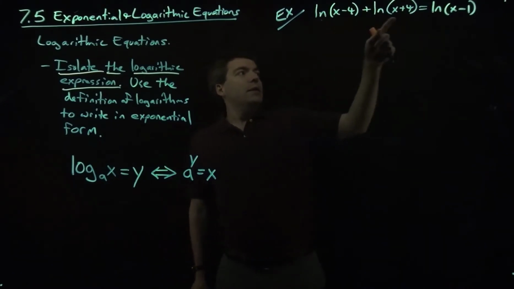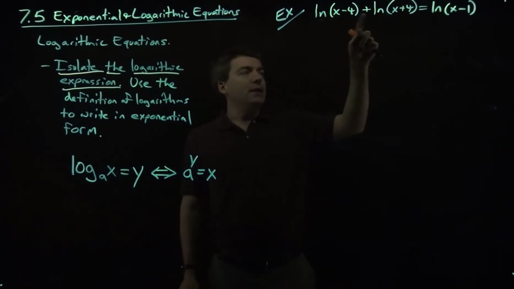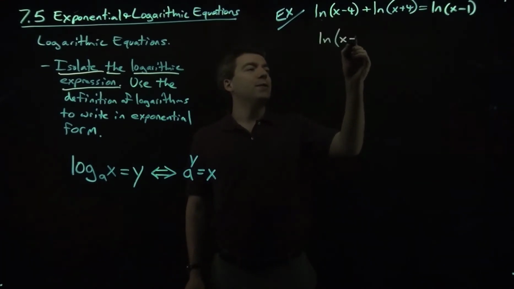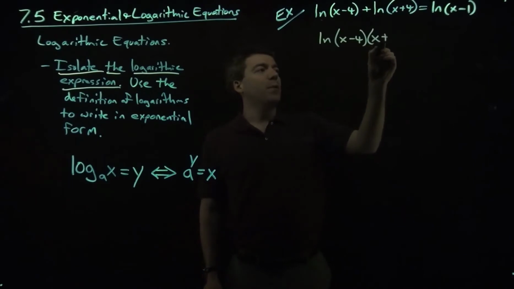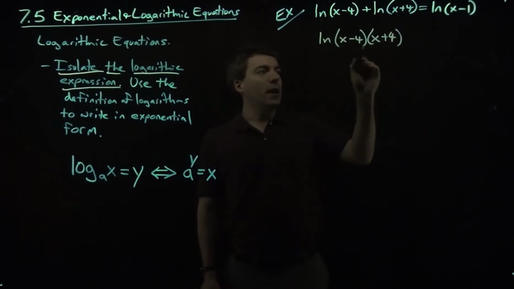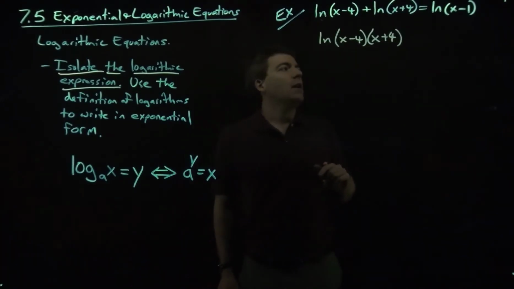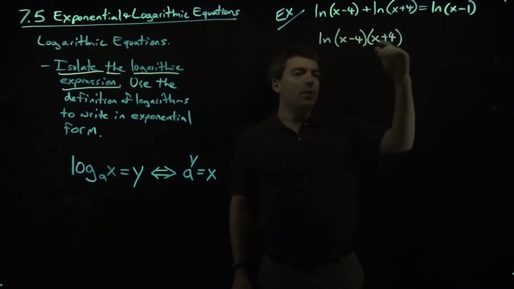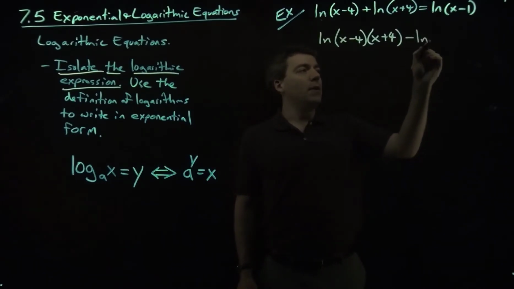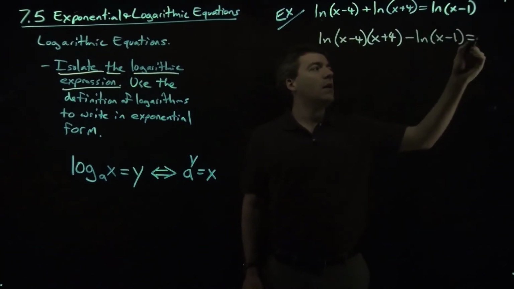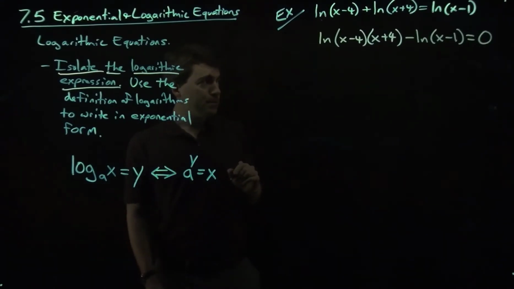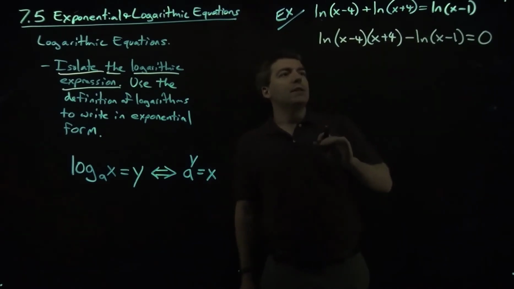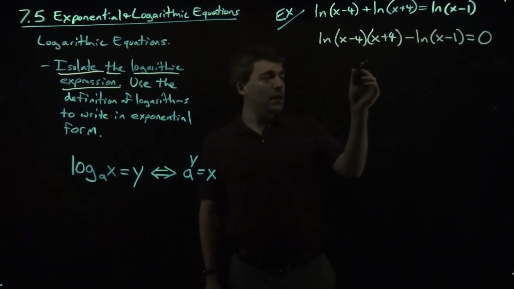All right, so the first here we have a plus. We can use the product property to write this as the natural log of x minus 4 times x plus 4. I recognize that as the difference of two squares. We'll take care of that here in a second. This natural log of x minus 1, we want to move that to the left-hand side to get it with all the other natural logs. Okay, so here we now have a difference of two logarithms.